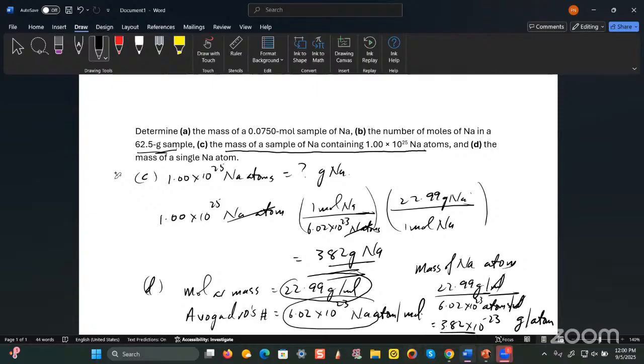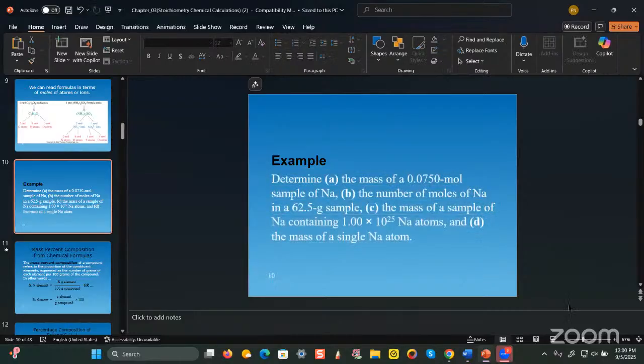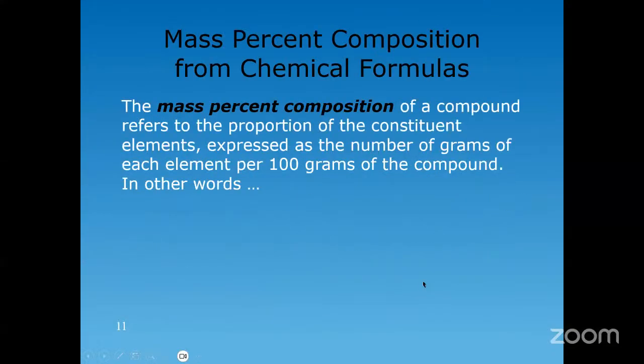Okay, so let me continue with the PowerPoint. Okay, let's talk about mass percent composition. All right, again, this is something you should have met before. But basically, the mass percent composition is talking about the percent by mass of each element present in a compound, right? So if you have a compound made up of 2 or more elements, basically you're trying to find the mass of each element per 100 grams of the compound.